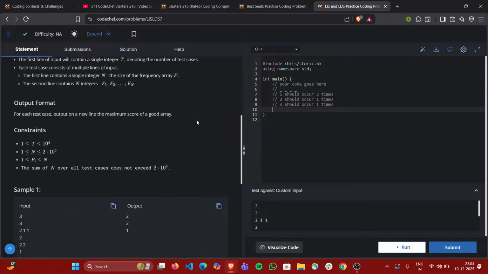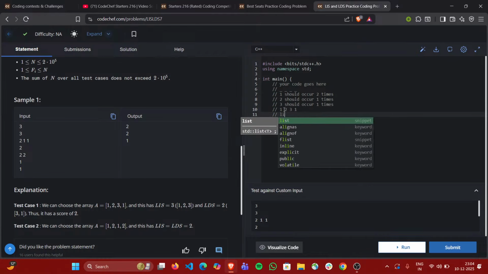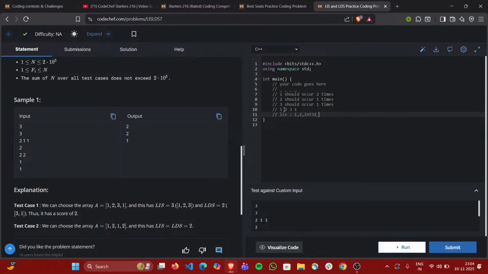So, for example, the solution to the first problem has been given as what? 1, 2, 3, and 1. So the longest increasing subsequence, LIS here, is 1, 2, 3, right? And then the longest decreasing subsequence here is 3 and 1. So what is the minimum of the size of these two? This is 3 and this is 2. So the minimum is 2. So the answer they have printed is 2.